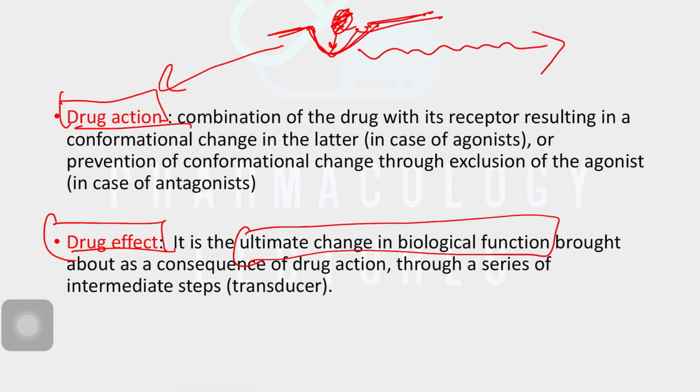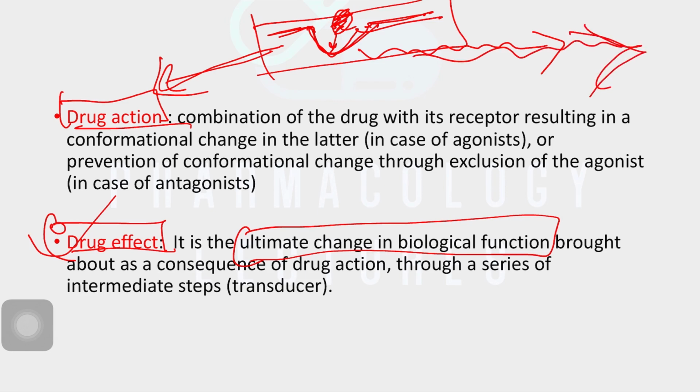While drug effect is the ultimate change in biological functions due to that. Because of that, if any biological function gets changed, or a series of reactions or responses happens, that is called drug effect. Now you see both of these terminologies. Drug action is the ability of a drug to bind to the receptors and produce conformational changes or prevent them, so drug action is limited to receptor actions. And drug effect is the eventual or ultimate change in biological function, as a consequence of drug action. So these are two different things you need to keep in mind.